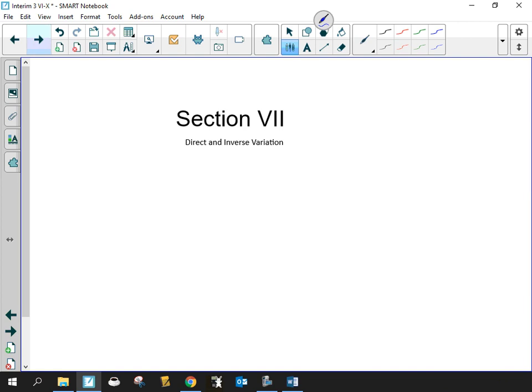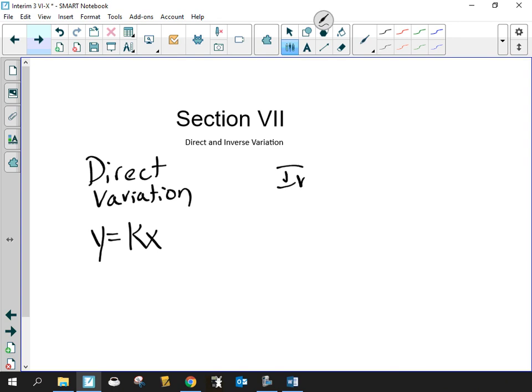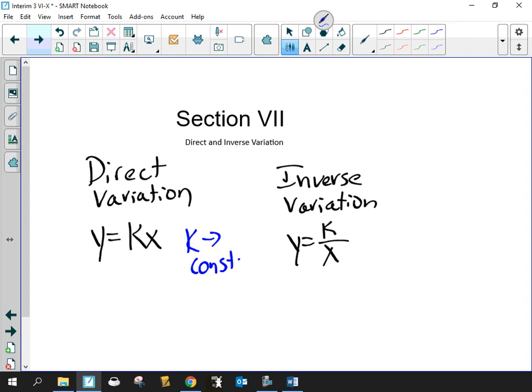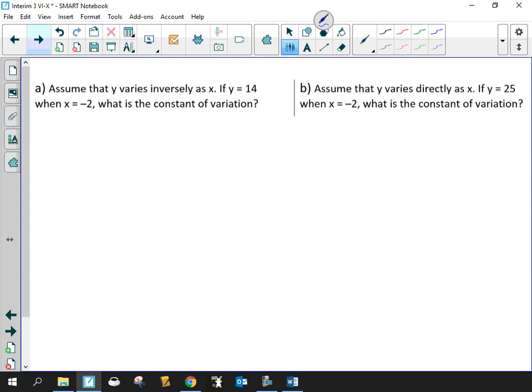All right, next we have direct and inverse variation. The key to this is that direct variation is y equals k times x, and inverse variation is y equals k divided by x. K is the constant of variation. You need to know those two formulas. Once you do, everything else is easy.